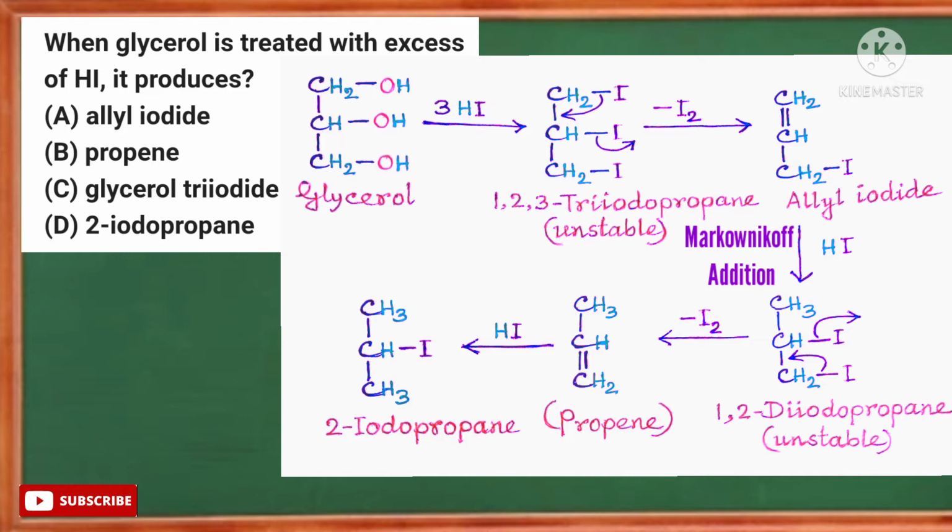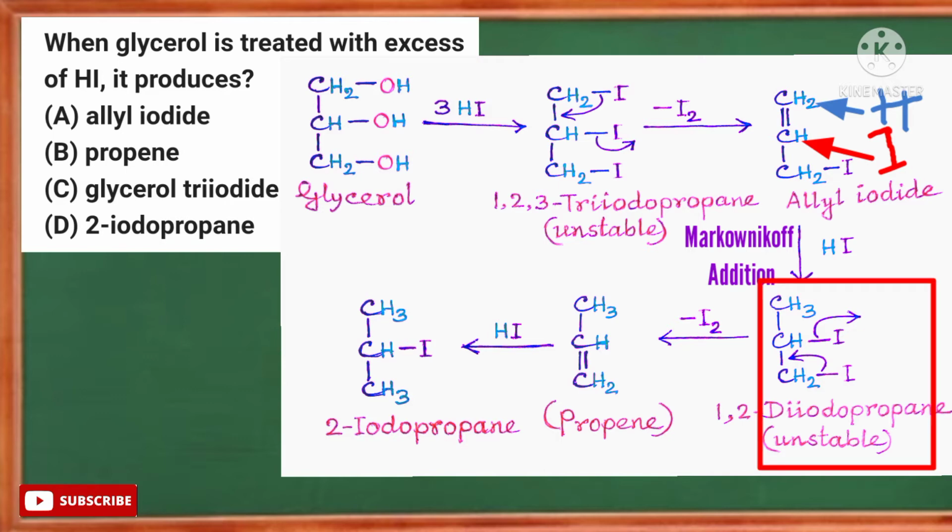According to Markovnikov rule, the negative part of HI, that is the iodine atom, will be attached to the carbon of the double bond containing the least number of hydrogen. That is, iodine will be added to the second carbon and the hydrogen atom will be added to the first carbon, this one. As a result, we get the 1,2-diiodopropane molecule.